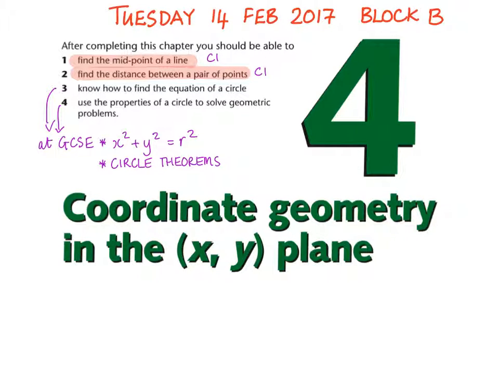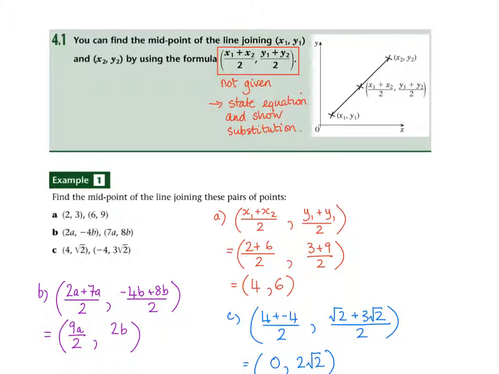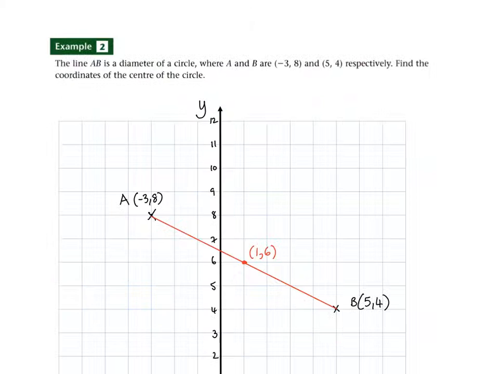So looking back at what we did, we found the midpoint of a line, which was from C1 as well, and we found the distance between a pair of points. We're going to look at, if we go through, that's the first example, so that formula is not given, you have to memorise it. Show the substitution and then do your calculations.